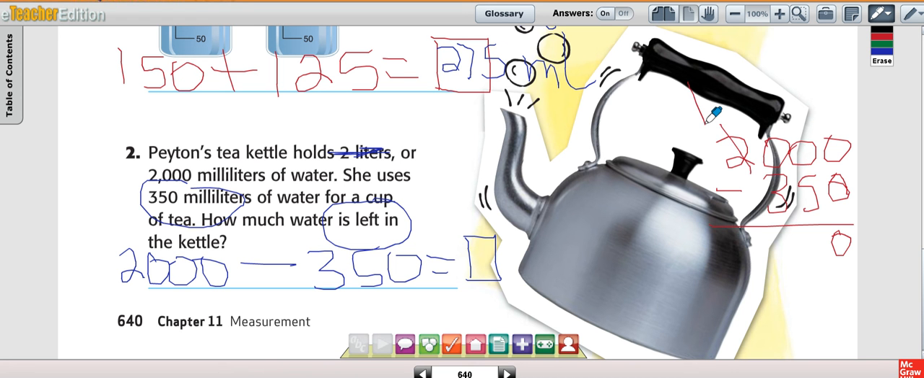That makes it a 1. The 1 to borrow goes next door. Instead of 0, I get 10. So 0 minus 5, can I do that still? No. So I have to borrow from the 10. That makes it a 9. The 1 to borrow goes next door. Instead of 0, I get 10. Now I have 10 minus 5. Can I do that? Yes, which is 5. And then 9 minus 3 is 6. And then 1 minus 0 is 1. So 2,000 minus 350 is 1,650. That's the answer.